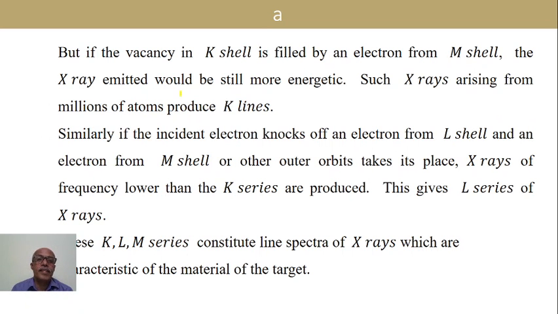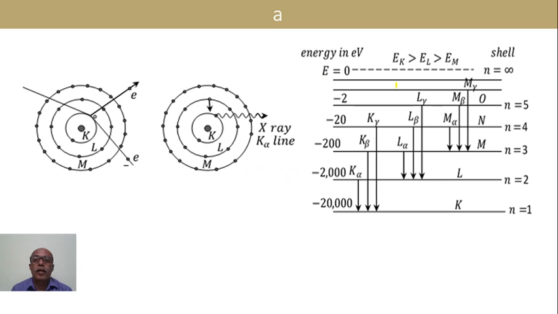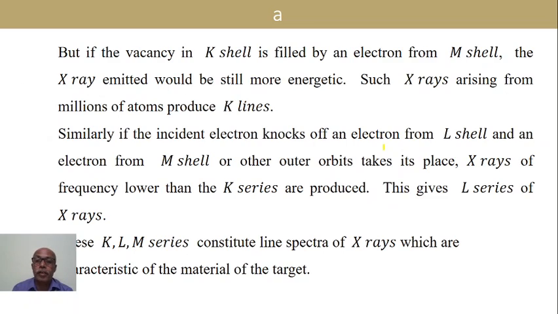But if the vacancy in the K shell is filled by an electron from the M shell, the X-ray emitted will be more energetic. When compared to K alpha, K beta is more energetic and K gamma is more energetic still.